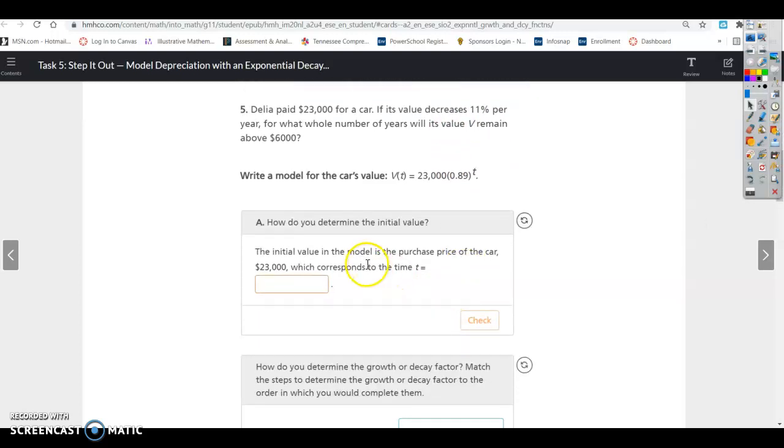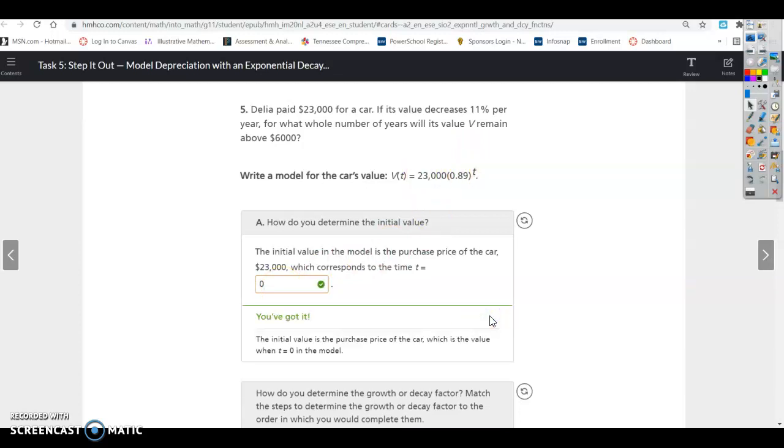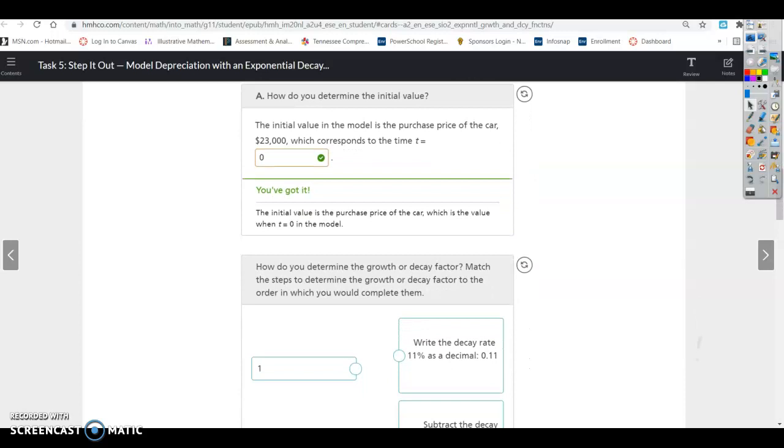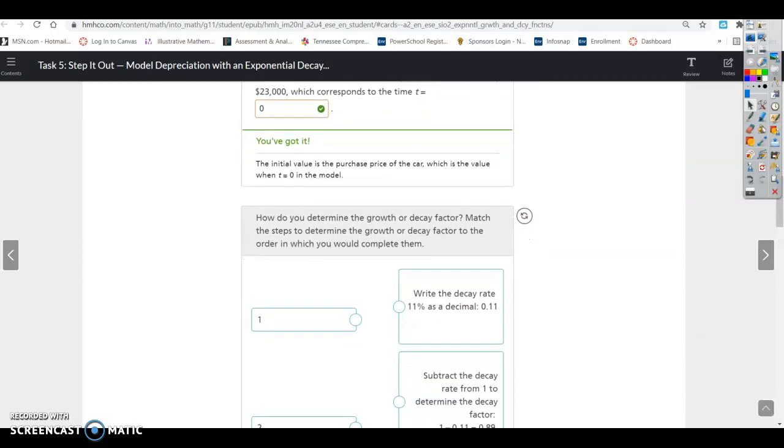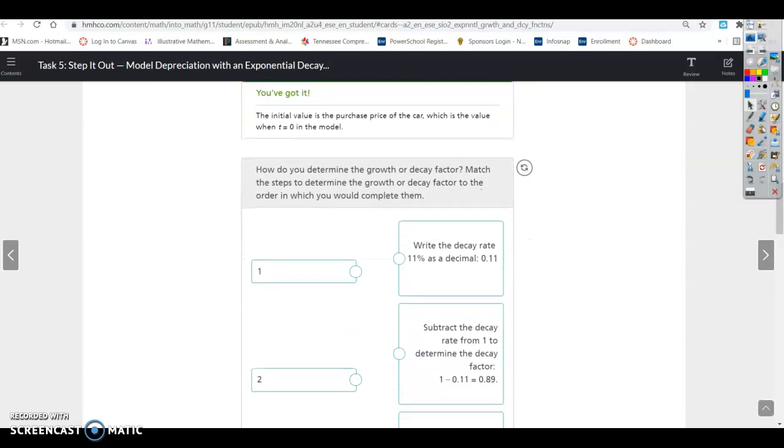How do you determine the initial value? The initial value of the model is the purchase price of the car, $23,000, which corresponds to time t equals 0. Remember, anything to the 0 power is 1. 1 times 23,000 is just $23,000. So an exponent of 0 corresponds to the initial value.